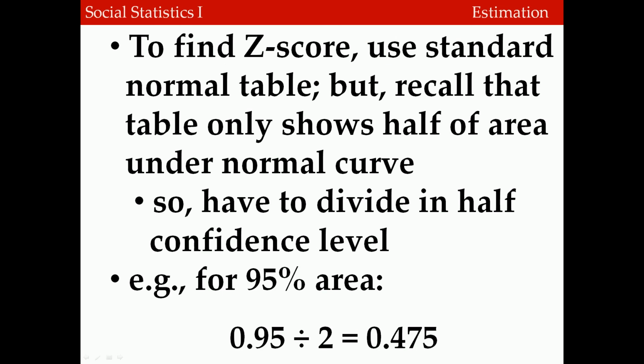Recall that the standard normal table only gives us half of the area under the normal curve, that is, those areas corresponding to positive z-scores. So in order to figure out the z-score corresponding to a 95% area, we have to take our confidence level, 0.95 or 95%, and divide it by 2. When we do that, we get a value of 0.475.